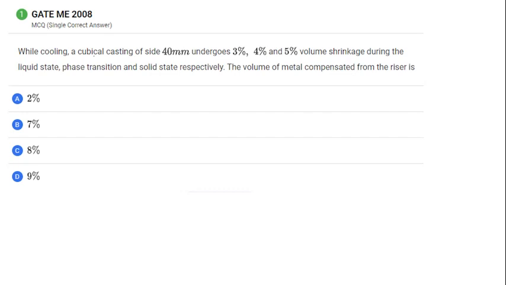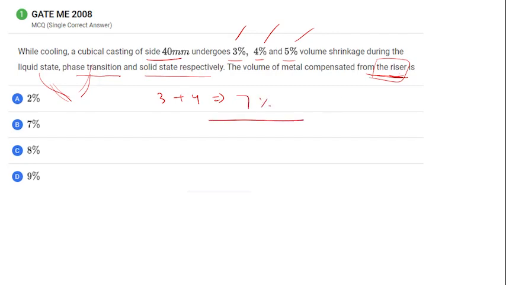So what is it asking? While cooling, a cubic casting undergoes 3%, 4%, 5% volume shrinkage: during the liquid stage shrinkage is 3, phase transition or solidification is 4, and solid state is 5. The volume of metal compensated from the riser. So riser is being used for which kind of shrinkage? Liquid state and solidification state. For both we use riser. So 3 plus 4, that will be 7% of shrinkage compensated by the riser. So option B is correct.